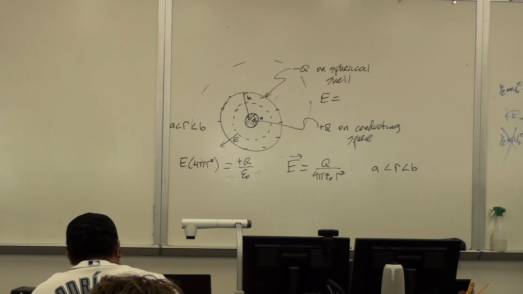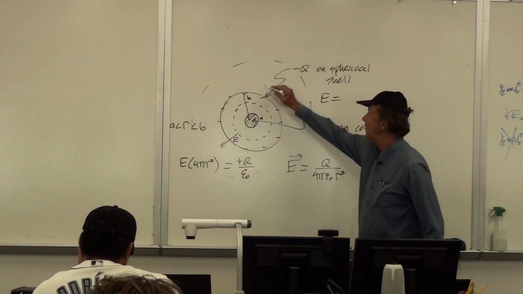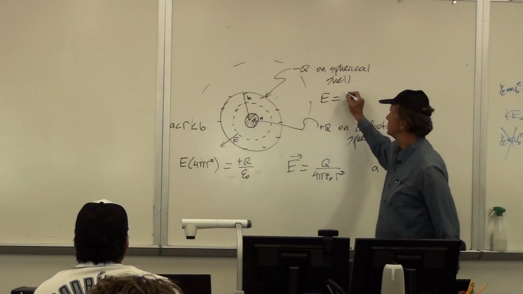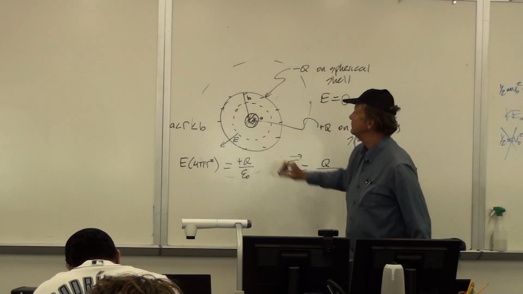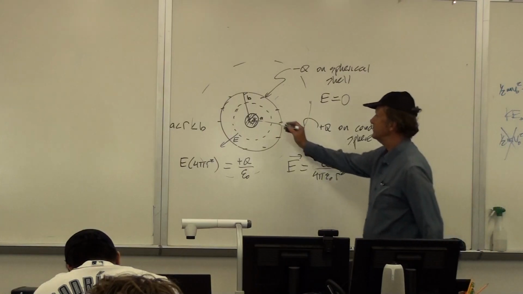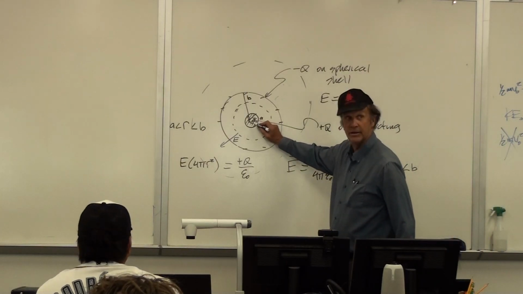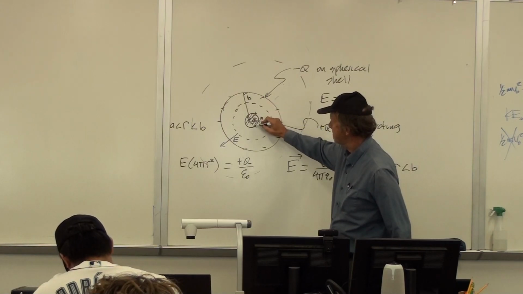Zero, because what? Zero charge enclosed. Good. You've got an equal amount of negative and positive enclosed, and so therefore the electric field is zero. What is the electric field inside of a? Zero. And in this case, you're also enclosing zero charge because all the charge is on the surface of a conductor.